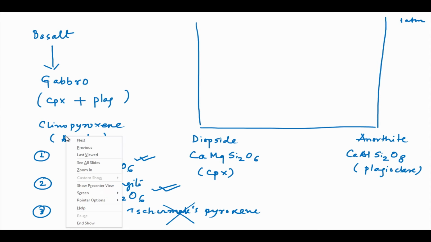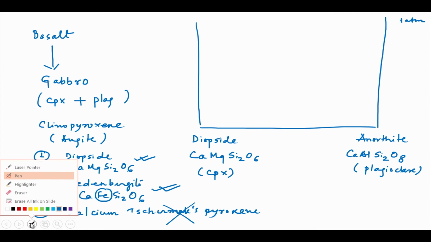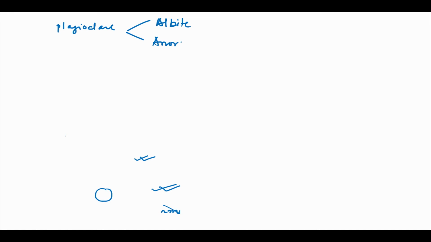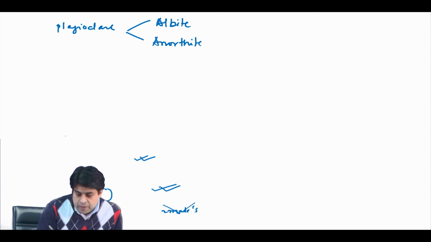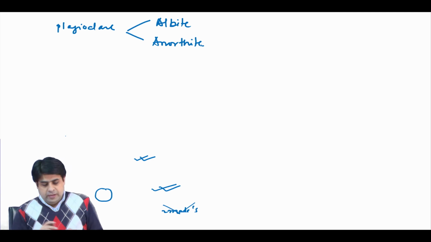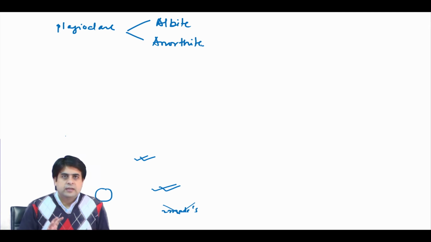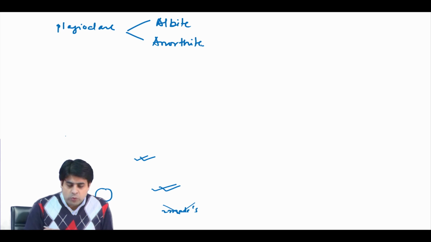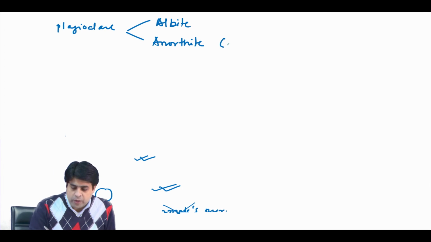When you see the plagioclase, we have albite and we have anorthite. Okay. And if you see the gabbro, in gabbro we mostly have labradorite.